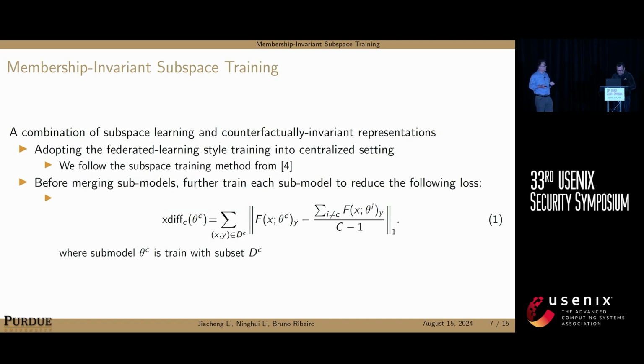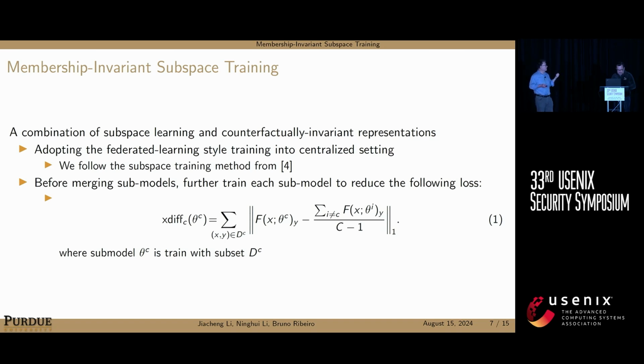What we came up with is that we train in this virtualized federated learning style. We divide the data into multiple data sets. Then in each epoch, after we get the models back, we add an additional step to train each submodel. Before merging them, we train each submodel to reduce the following loss. What this loss does is, for every data point in this particular submodel, we calculate the distance between the loss of this submodel and the average of all the other models on this instance.